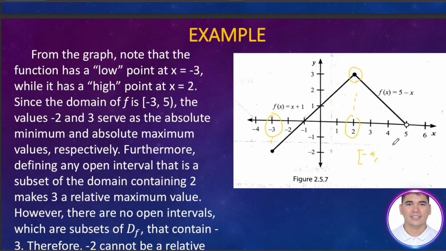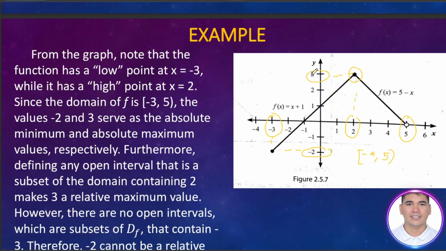So the domain of f is, yung domain niya is a closed interval here, negative 3, and then sa pikas nga part, this one is an open interval, that is 5. That is our domain. So the values negative 2 and 3, ito, negative 2 at saka si 3, in relation to this one, they are the absolute minimum. This is the minimum, and this is our maximum value.